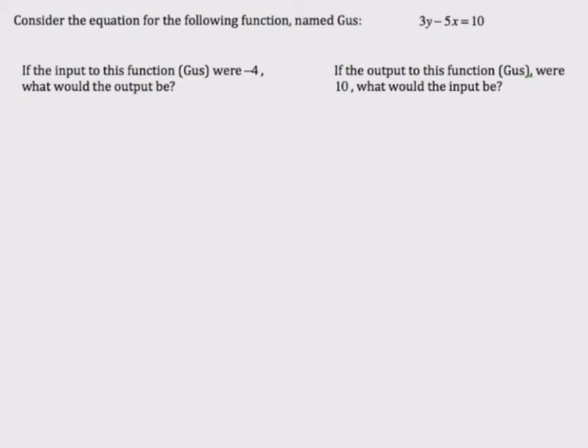So if the input to this function were negative 4, what would the output be? Well, all we're going to do is find our input variable right there, and substitute negative 4 for that variable. So we've got 3 times y minus 5 times negative 4 equals 10. And now, all we have to do is solve this equation for this unknown variable, which represents our output.